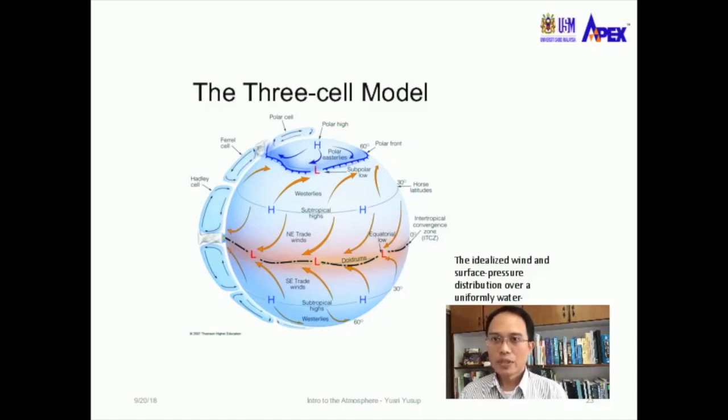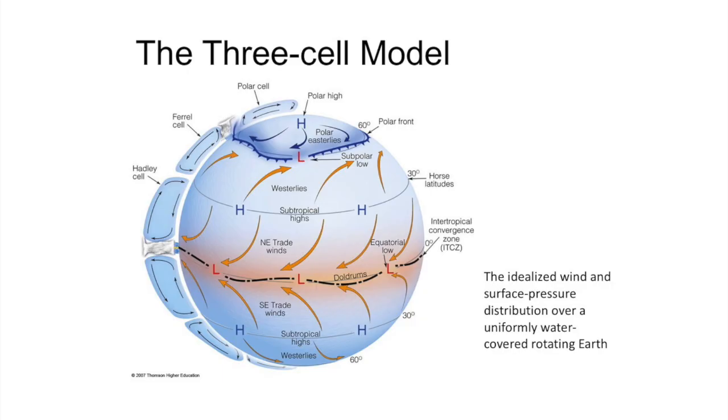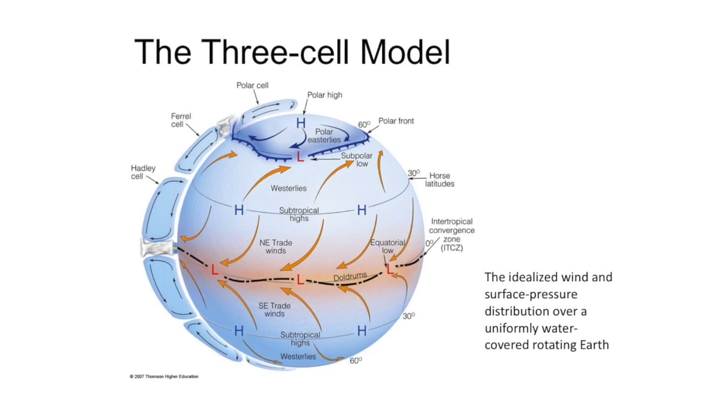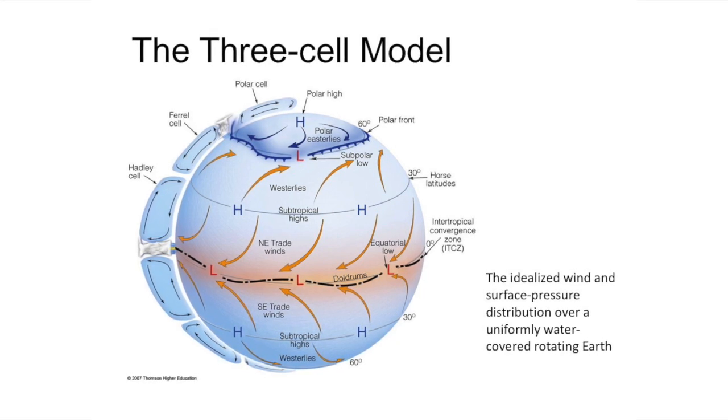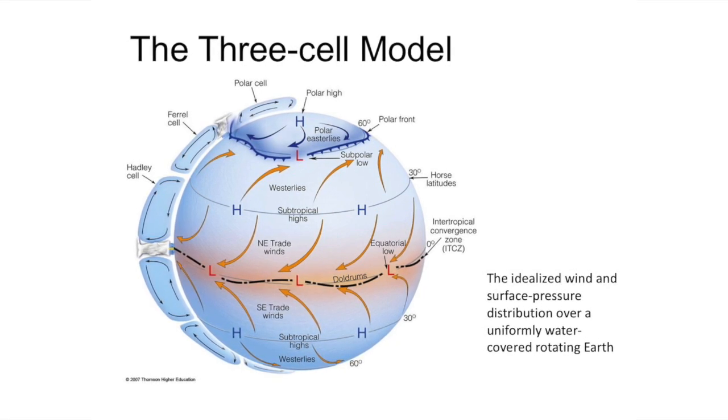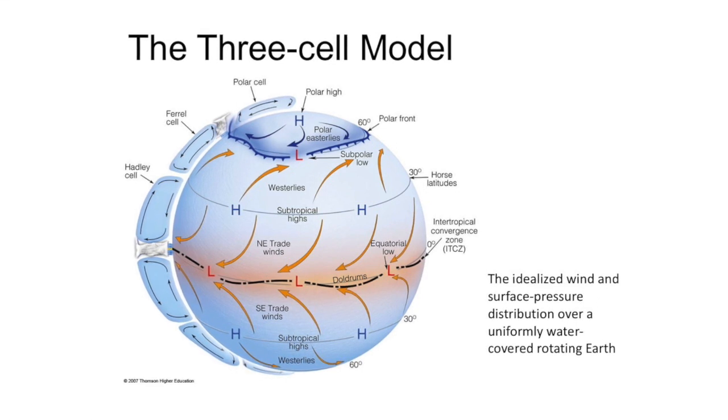So on the left, we see the 3 different cells. There's still the Hadley cell, the large circulation, and then there's the Ferrel cell above the 30 degree latitude, and then there's the polar cell at the top. Things to note in this diagram too are the winds that are generated because of the circulation. There's the northeast trade winds that bring cold air from the north, and there's also the southeast trade winds that bring cool air from the south.